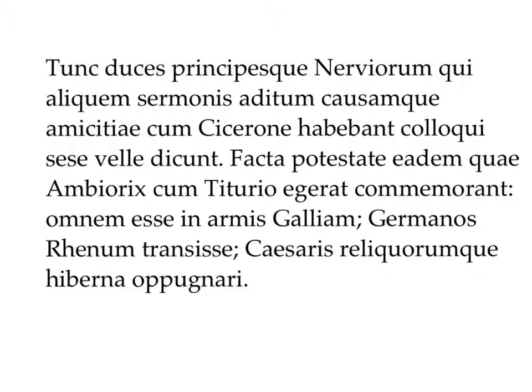Alright, so we started off with tunc duces principesque Nerviorum. This is just a series of nominatives and adjectives, so we have our subject. They could be accusatives at this point, but being near the beginning of the sentence, I think Caesar's probably going to start off with subjects here. And then we have, of course, our genitive right here with Nerviorum. We see a qui, which starts a clause. We put our bracket there.